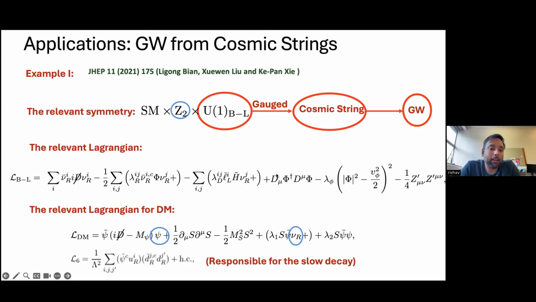But apart from that, they also introduced a couple of other fields, like a fermion psi and a scalar S. This psi, and one of the right-handed neutrinos, call it nu3, is odd under this discrete symmetry, and hence, depending on the mass hierarchy, they can be light. Now, apart from that, they had an additional higher dimension operator that was responsible for psi to decay slowly, and I'll tell you why this is important in their work.